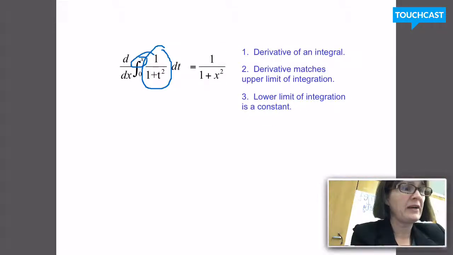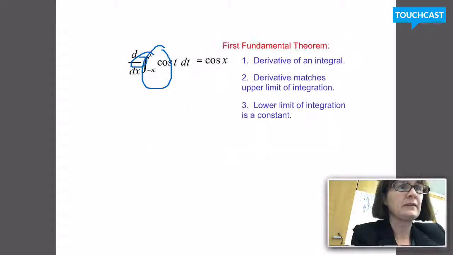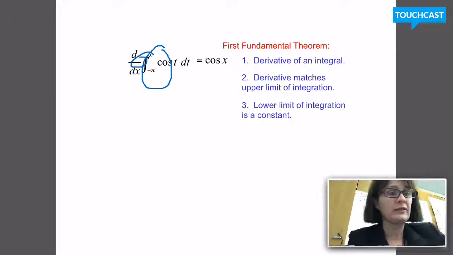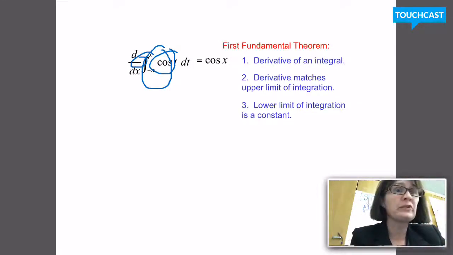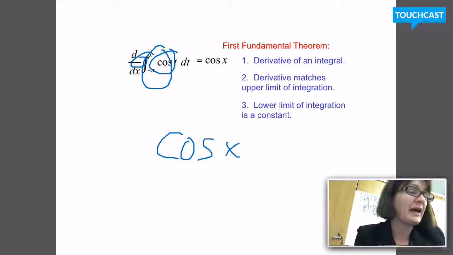The fundamental theorem of calculus says that the derivative and the integral undo each other and just leave behind whatever the integrand was. The integrand is the function inside the integral, but with a variable change. So instead of cosine t, cosine x, which you can see is the answer we got when we did this problem the long way around. All right, so try the next example here.